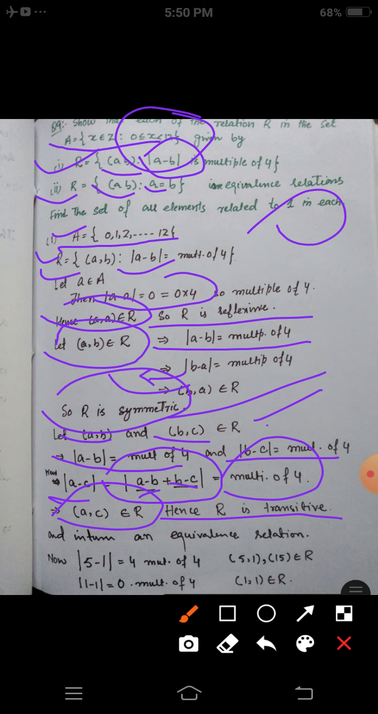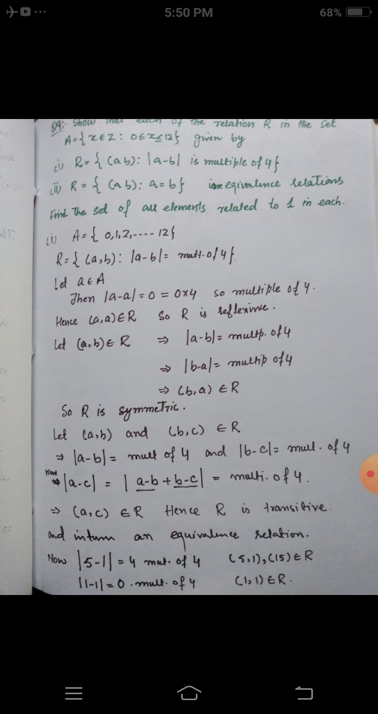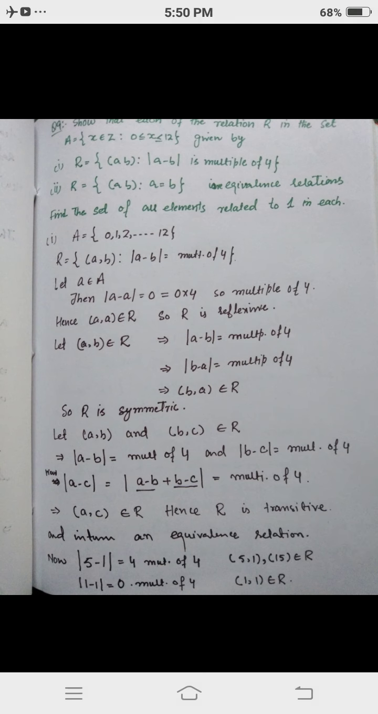Now this is reflexive, it is symmetric, and it is transitive. So by the definition of equivalence relation, this R, which is defined as (a, b) such that |a − b| is a multiple of 4, is an equivalence relation.